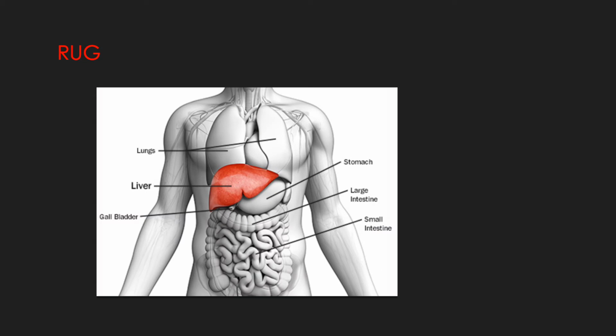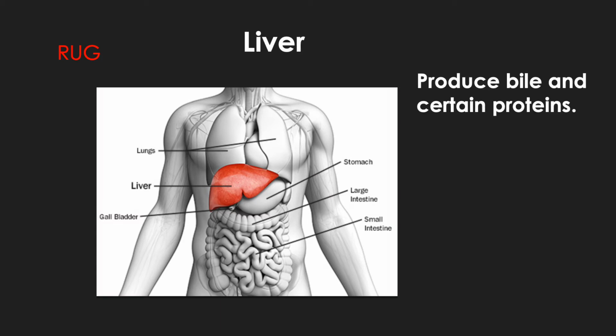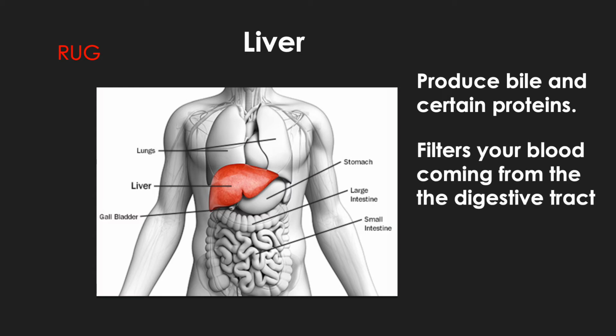Your liver is, as you know, located in your upper right quadrant. Your liver produces bile and other proteins. There are other organs in our body that store and secrete bile, but your liver is the only organ that actually produces your bile. And it filters your blood as it's coming back from the digestive tract, and it metabolizes your medications.